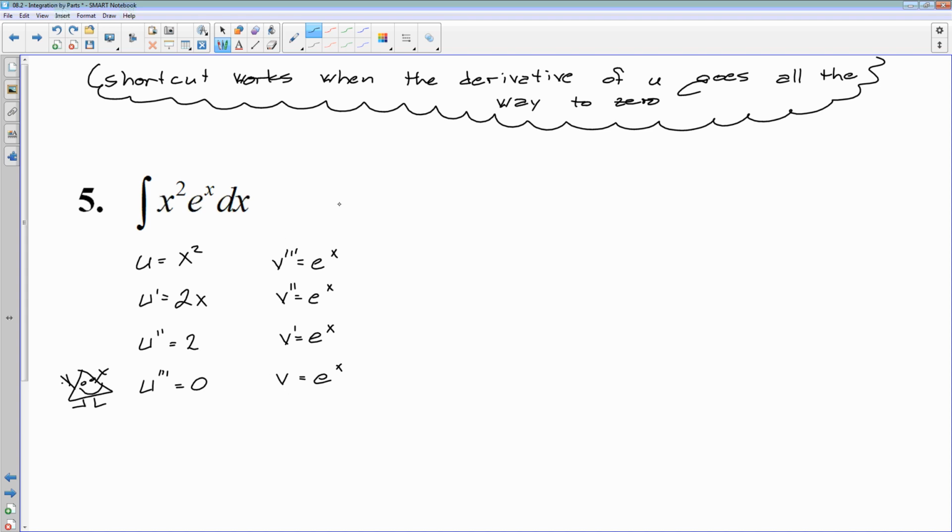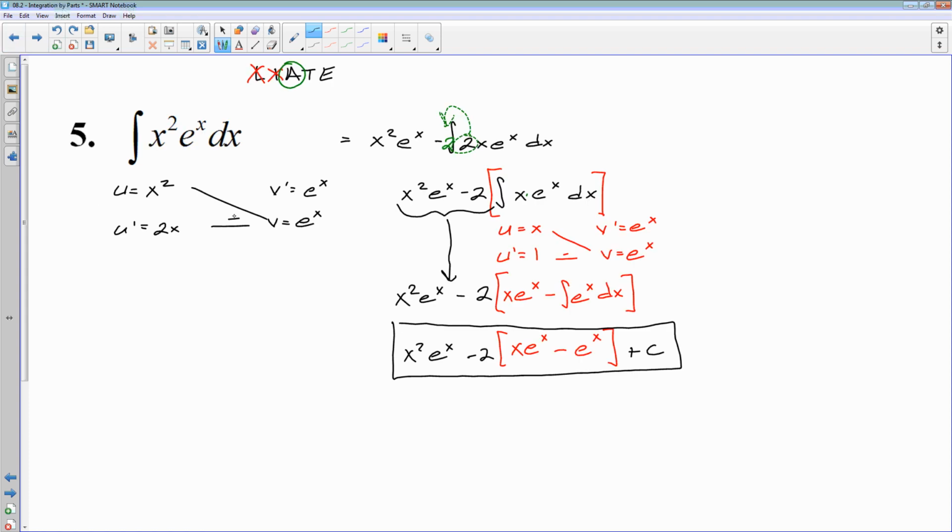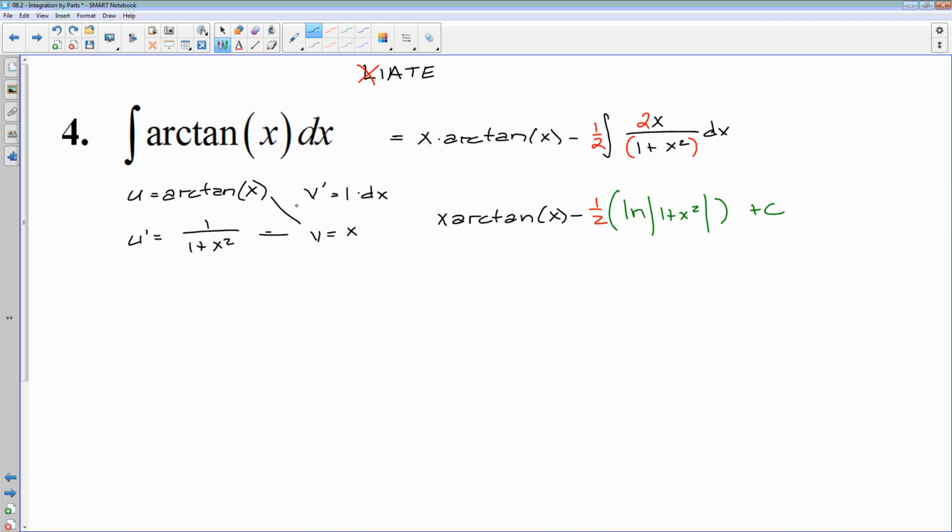The way the shortcut works is we start off almost exactly as we did before. We start off doing u, and we go down to, in this case, v double prime. But that would be x squared, e to the x. And your first one is always positive. I could have been writing that little plus sign, and I'm just writing that plus to remind me that it's a positive product. And I've been doing the positive product all along. I did x squared times e to the x, and I didn't change any signs. Same thing here. I did arctan times x. I didn't change any signs.